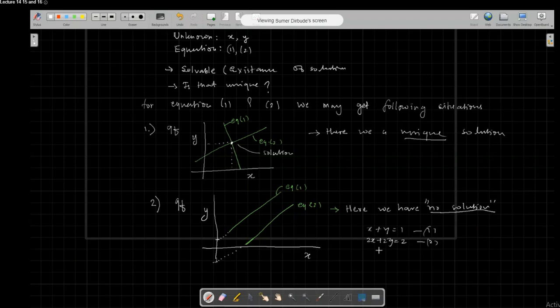You have already done these things in the case of matrix properties. So if this is the case where any equation can be expressed as a linear combination of another equation, then we may not get a solution. So this is a singularity. There exists a singularity. This is called a singularity.